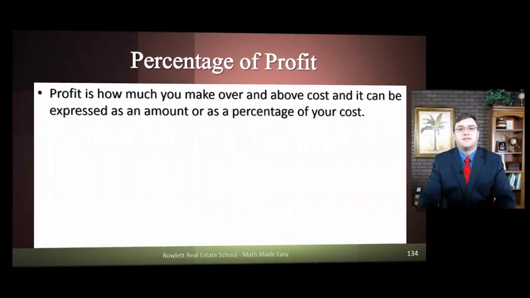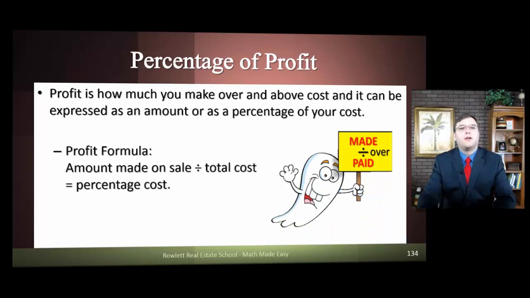Profit is how much you make over and above your cost, and it can be expressed as an amount, which is what they typically do out in real life, or as a percentage of your cost, which I've not known many people to be that concerned with. Now, when it comes to the formula, it's not that difficult. It's just the amount you made on the sell divided into the total cost, and that's it.